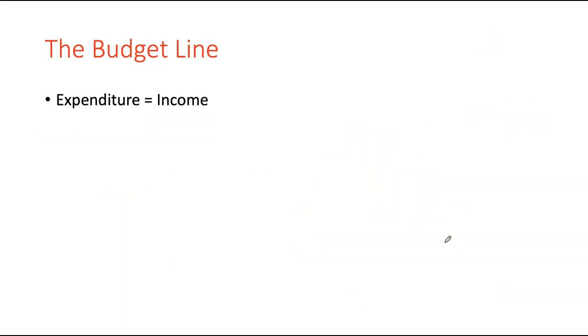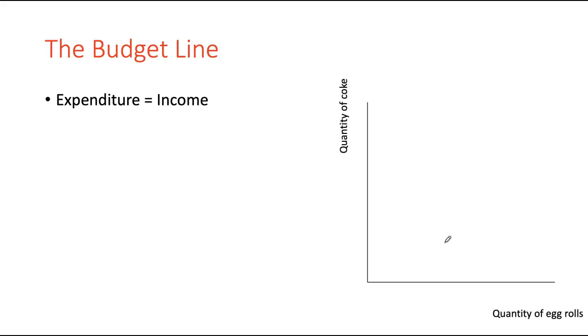Let's now look at a formal equation for our budget line. Remember, our assumption was that you're spending all of your money on these two goods and services. So total expenditure must equal your total income. So we have total expenditure on the two goods, price of egg rolls times egg rolls, plus price of cokes times the quantity of coke, must equal our income.